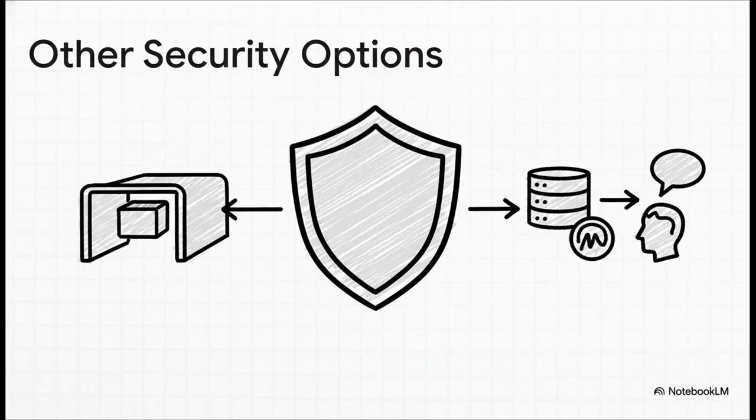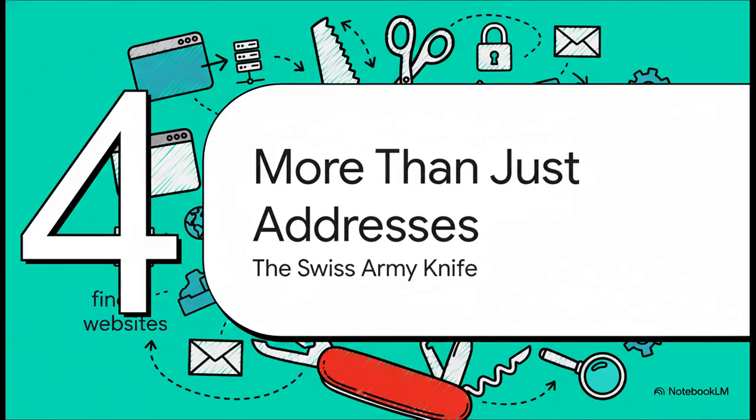And DoH, while it's a huge deal, isn't the only game in town. There are other important technologies out there, like DNS over TLS, or DoT, which does a similar job. And then there's DNSSEC, which is a whole different beast. Its job isn't just to encrypt the conversation, but to digitally sign the answers to prove they came from the right server and haven't been messed with. So we figured out how DNS finds websites, and just as importantly, how we can secure that process.